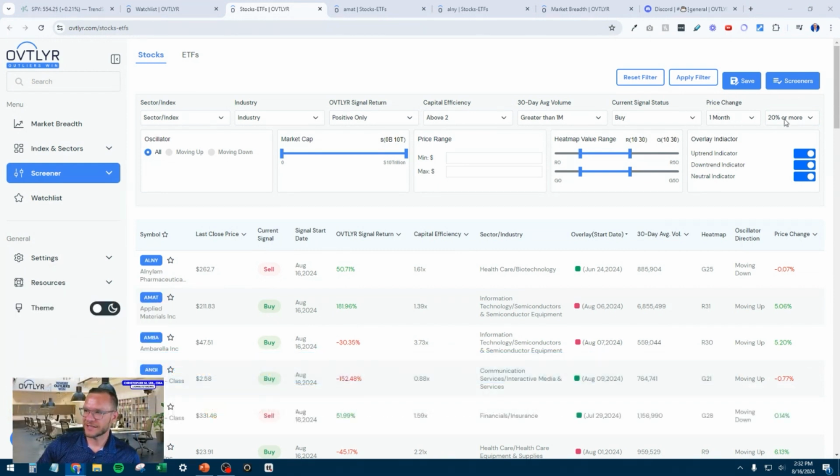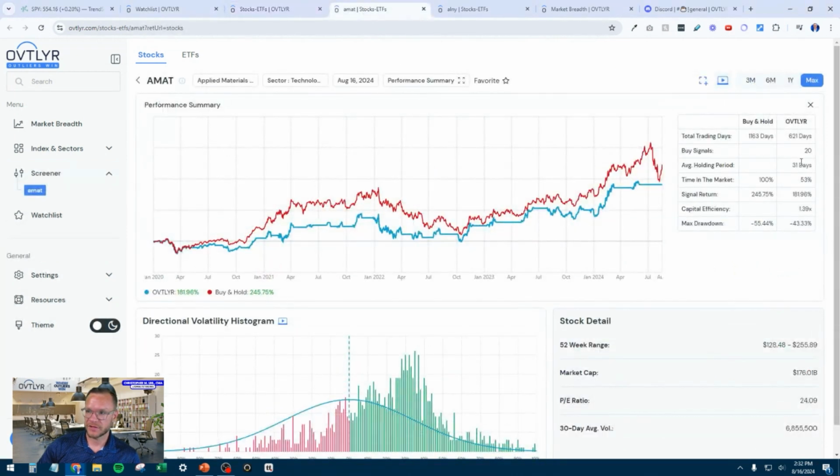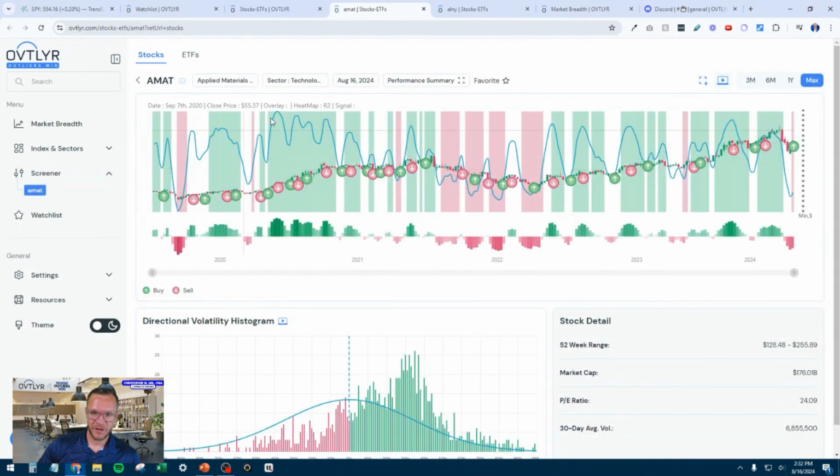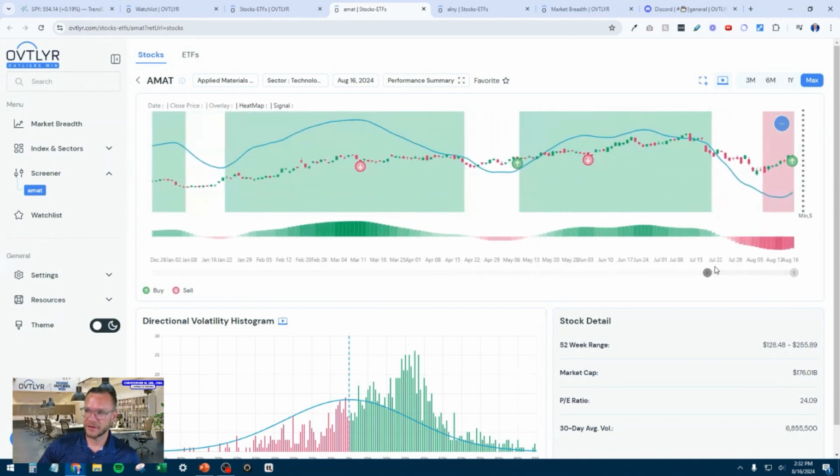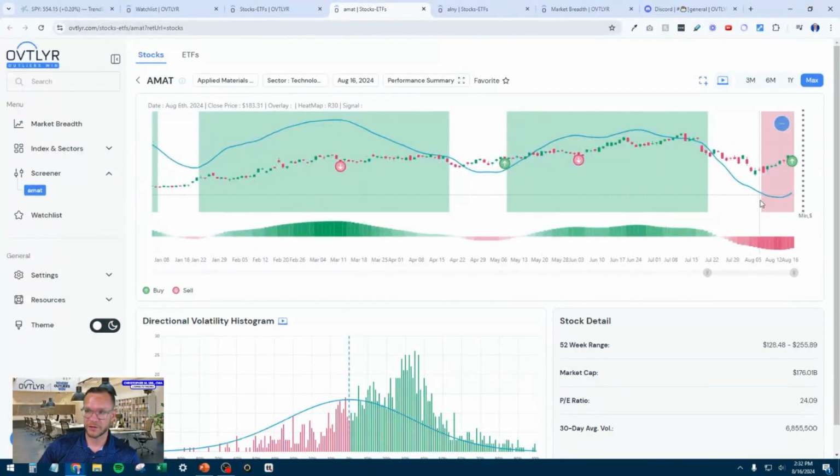Price change. That's what that means right there. Now, oscillator. Let's go into one of the stocks here. So the oscillator is this blue line. Mark has described this. Mark's one of the co-founders. Mark has described this as the number one most important indicator in the entire platform. This is not a moving average. This is the AI's prediction of where the price is going.